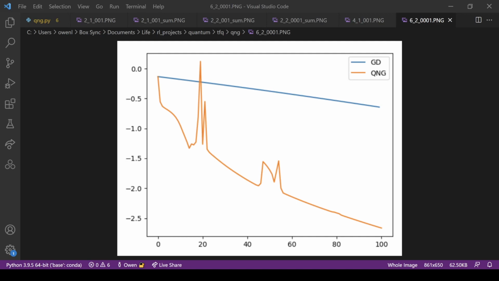So yeah, that's the quantum natural gradient, which just uses this Fisher information matrix. I recognize that as an extremely long discussion, very rambling, but hopefully there's some takeaways that are useful from it.